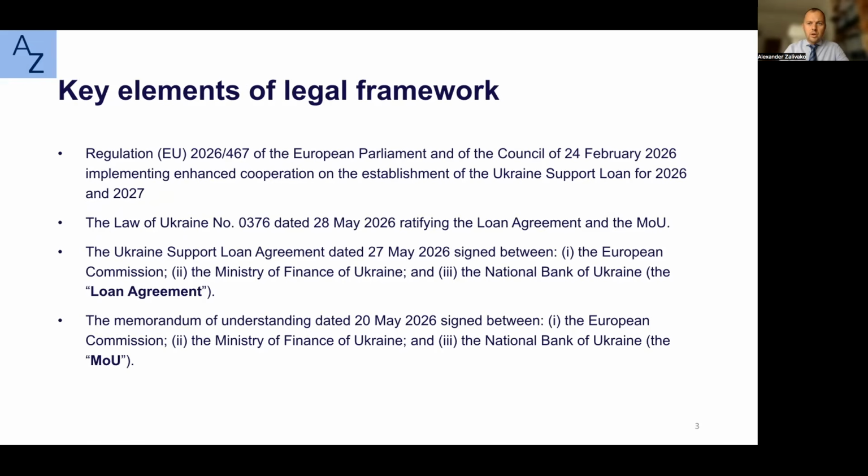As to the legal framework, it is set by two legislative acts at the level of the European Union and Ukraine. In the European Union, it's regulation 467 adopted this year, 2026, which is the legal framework for the loan. And then in Ukraine, it's a national law passed by the Ukrainian parliament, which ratified the international agreement between Ukraine and the European Union, setting out the provisions of the law.